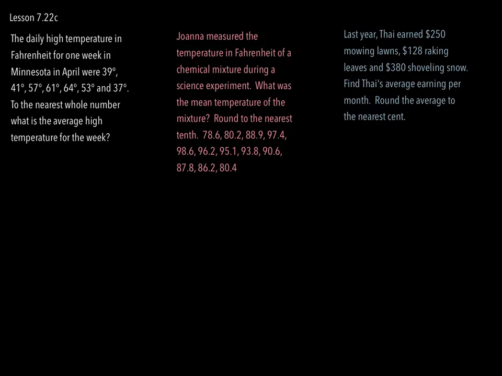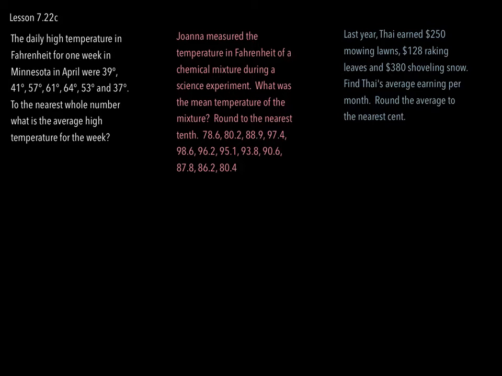Joanna measured the temperature in Fahrenheit of a chemical mixture during a science experiment. What was the mean temperature of the mixture? Round to the nearest tenth. All right, we got 78.6, 80.2, 88.9, 97.4, 98.6, 96.2, 95.1, 93.8, 90.6, 87.8, 86.2, and 80.4. Almost sounds like I'm reading radio stations.